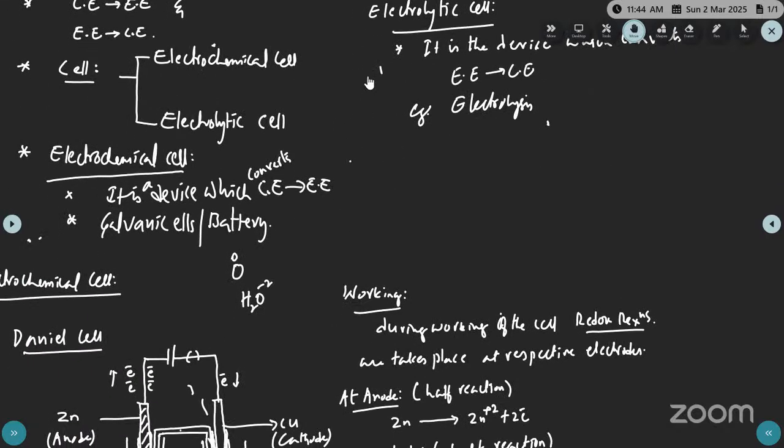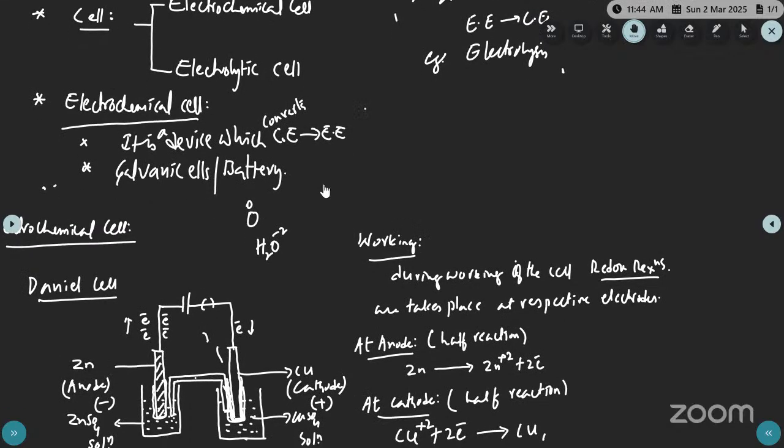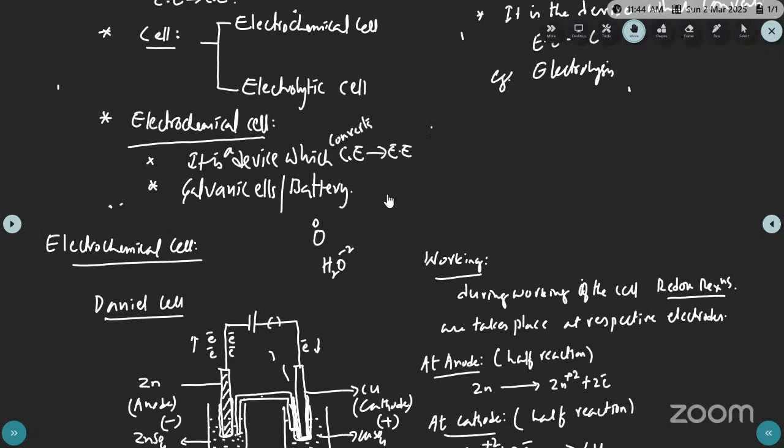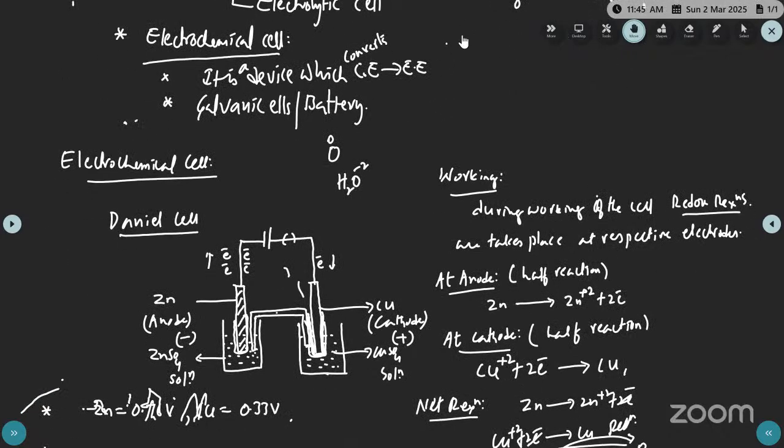Side heading, electrochemical cells. Electrochemical cell. It can be explained by taking the example of Daniel cell. Put the side heading. So again, put the side heading Daniel cell and draw the diagram.